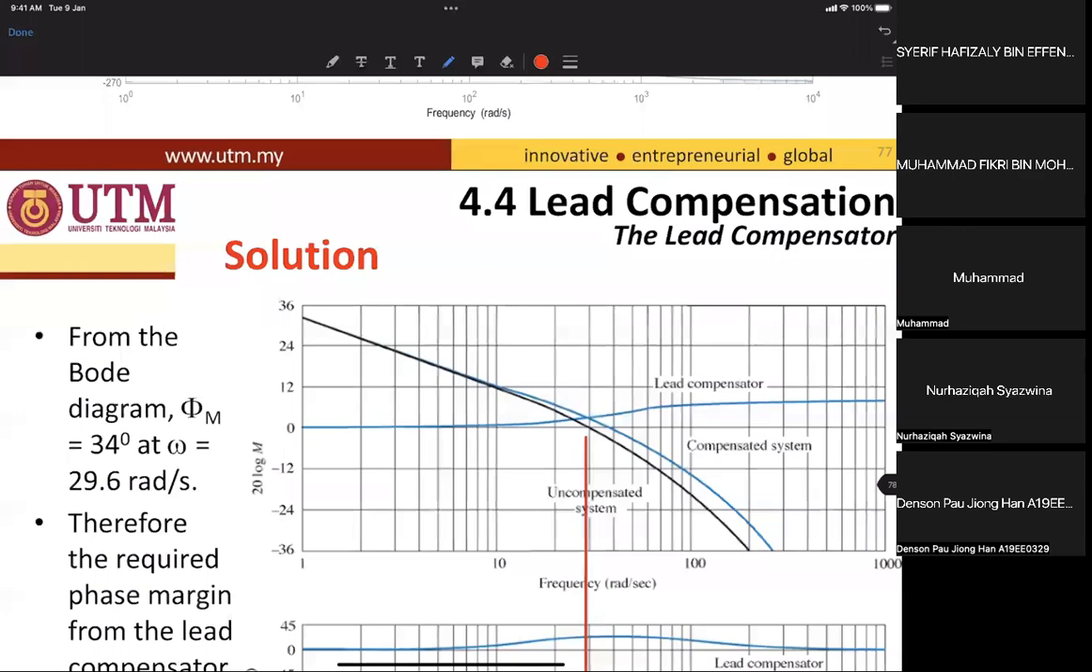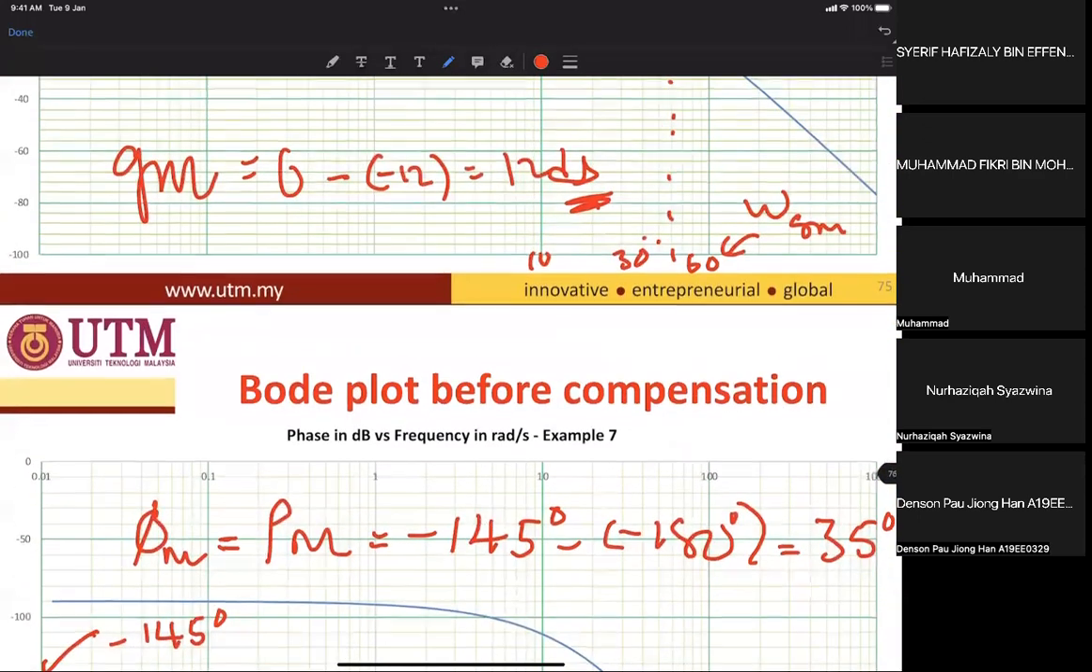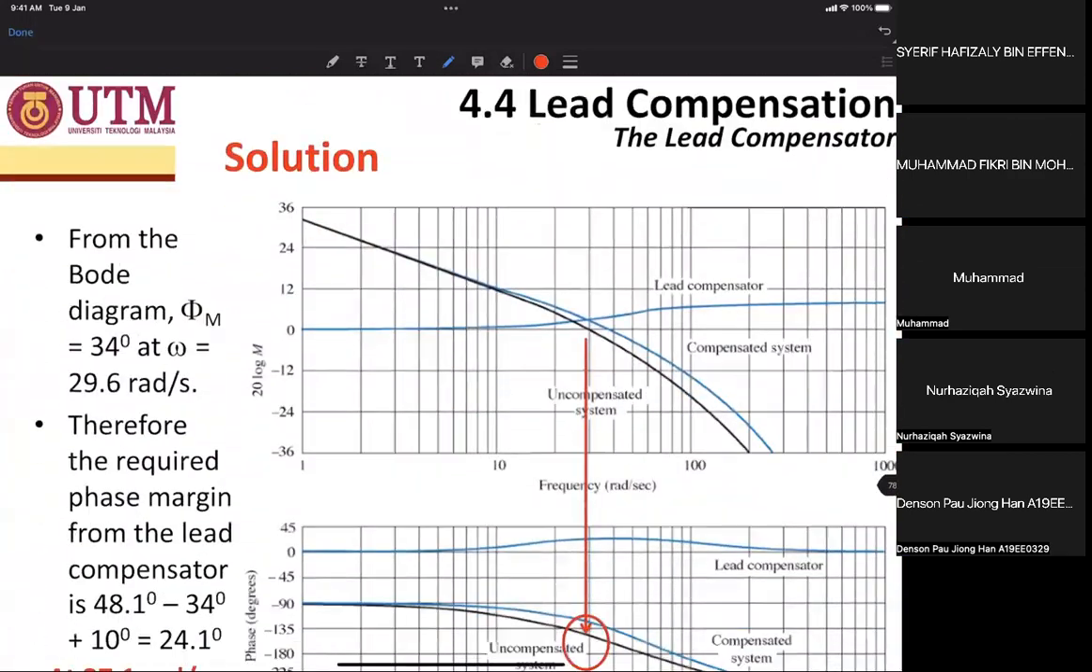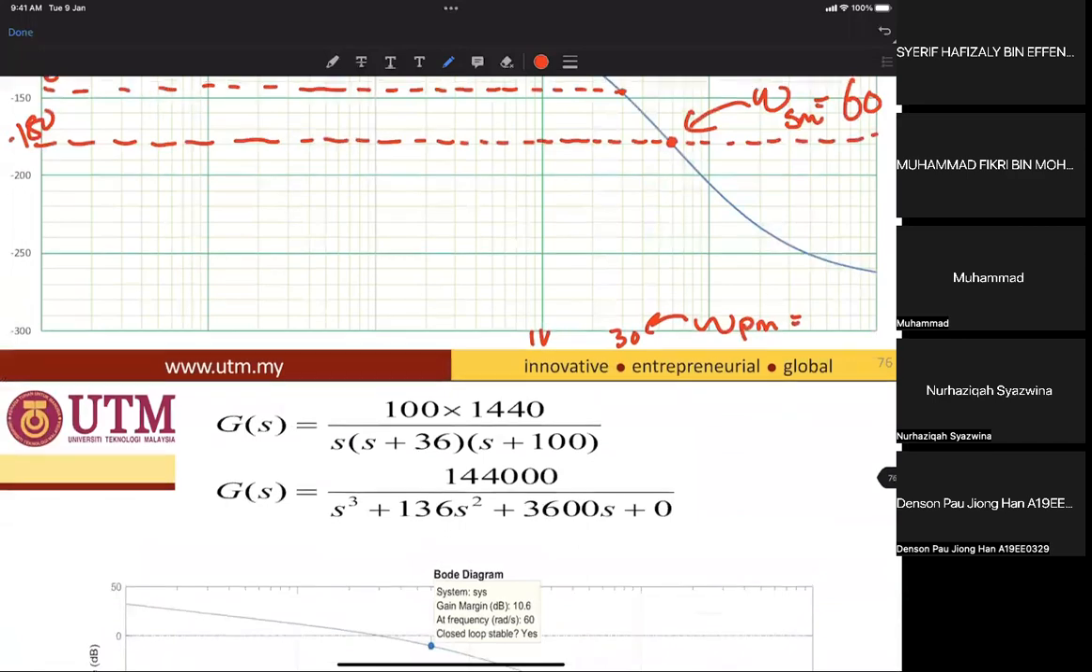Okay, 34 degrees. Just now what did we get? Just now we got 35 degrees. From the slide it is 34 degrees. Okay, 29.6. Just now we got 30 degrees.